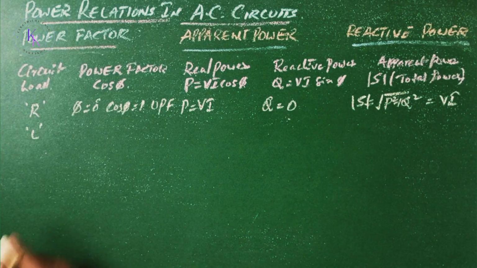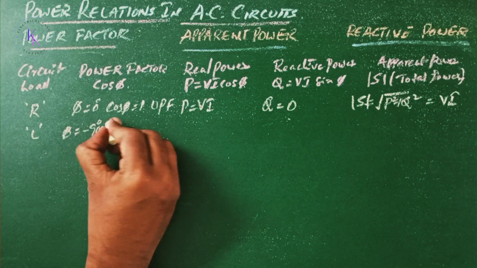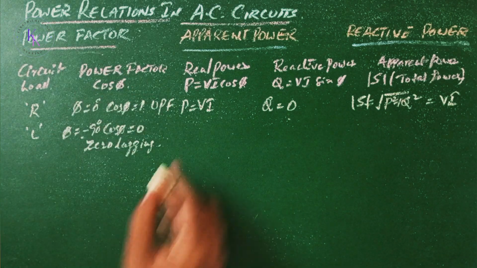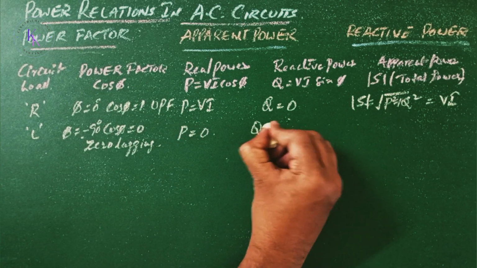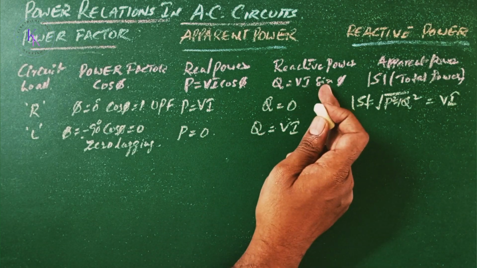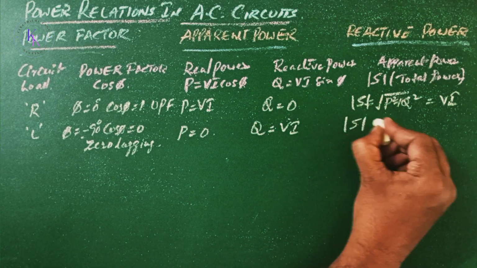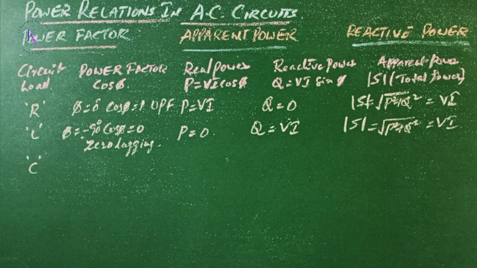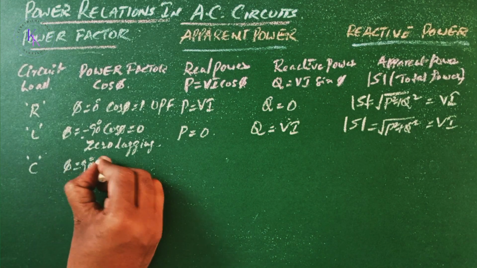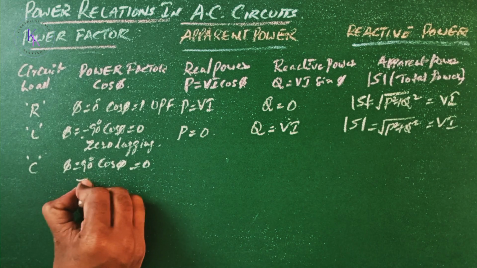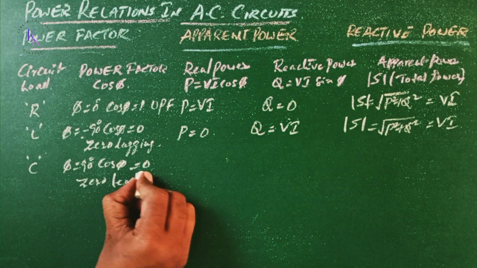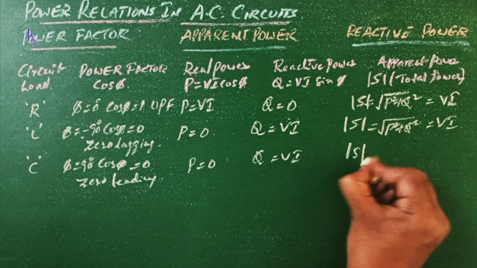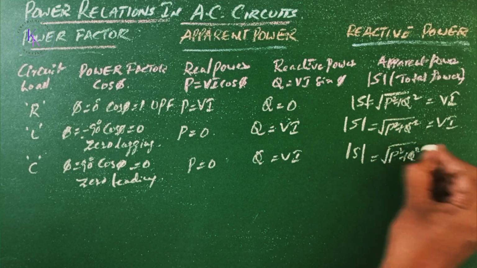For a pure inductive load, phi equals minus 90 degrees, then cos phi equals 0. As a negative sign is there, it is zero lagging power factor. Then P is 0 and Q is VI, as the sine of 90 degrees is 1. The apparent power S is given by the same formula, the square root of P squared plus Q squared, which equals the total power VI. For pure capacitance, phi equals 90 degrees, cos phi equals 0, this is positive, so leading power factor. Then P equals 0. If you substitute, Q equals VI. Then the apparent power S equals the square root of P squared plus Q squared, which equals VI again.